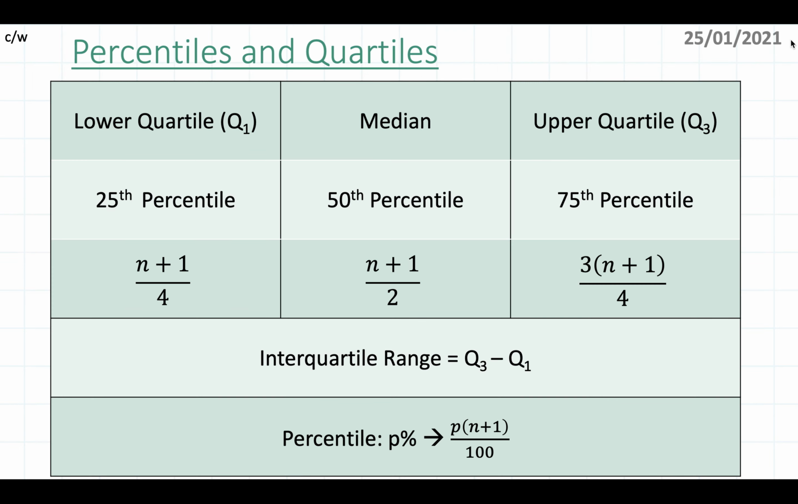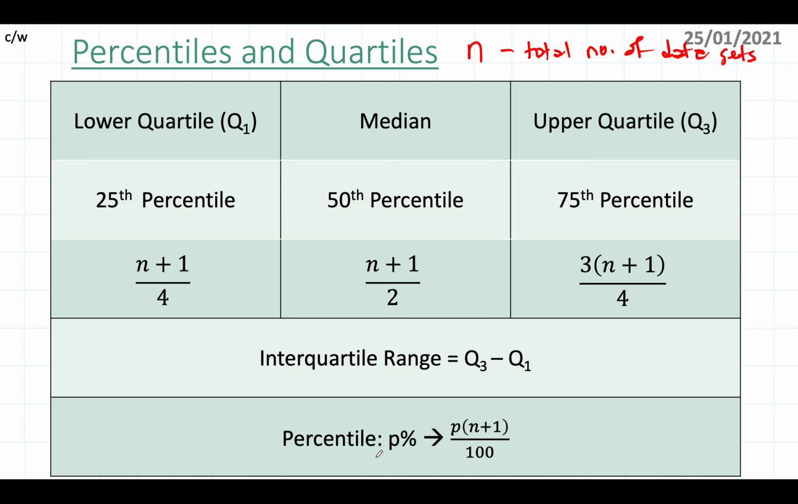So how do you actually calculate it? Well, before you start, you need to identify what is your N, which is the total number of data values. So for example, you have 50 data values. To find the lower quartile, you do n plus 1 over 4. To find the median, it's n plus 1 over 2. And to find the upper quartile, it's n plus 1 over 4, but the n plus 1 is multiplied by 3.